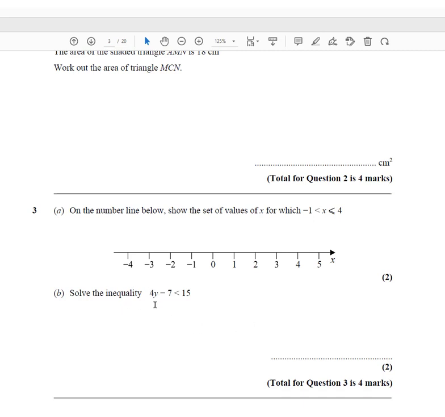Solve the inequality. 4y minus 7 is less than 15. You will solve that in exactly the same way as you would if it said 4y minus 7 equals 15. You do exactly the same steps. Show your working out because you've got 2 marks. But just make sure you remember at the end to put down y is less than whatever the answer is rather than y equals whatever it is. So treat it like an equation, treat it like that's an equal sign, and do what you would do if it was an equation, making sure to remember to write your answer down as less than.